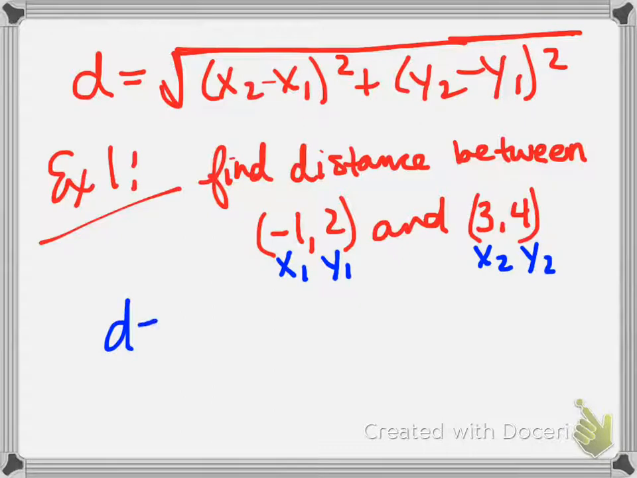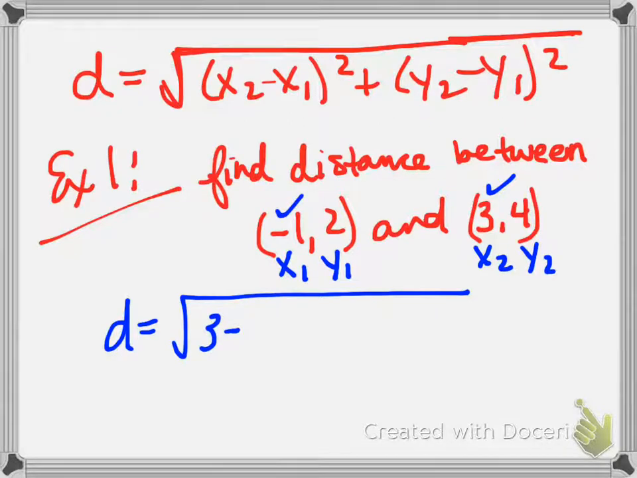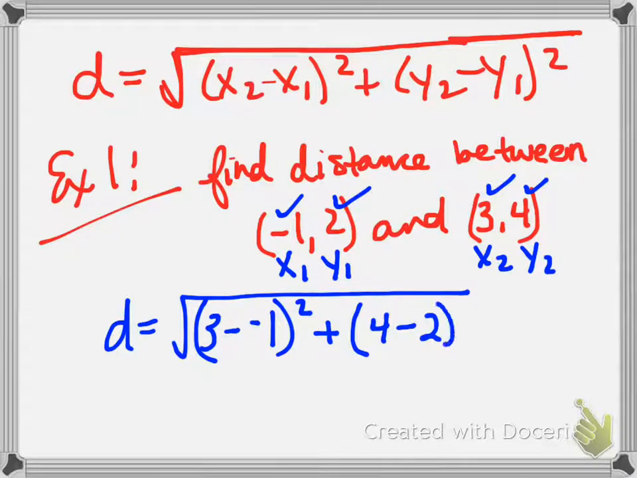So D is going to be the square root of x2 minus x1, which is 3 minus negative 1, parentheses around the whole thing squared, plus y2 minus y1, parentheses around the whole thing squared. Now we just have to remember our order of operations. So we're going to do parentheses, then exponents, and on from there.